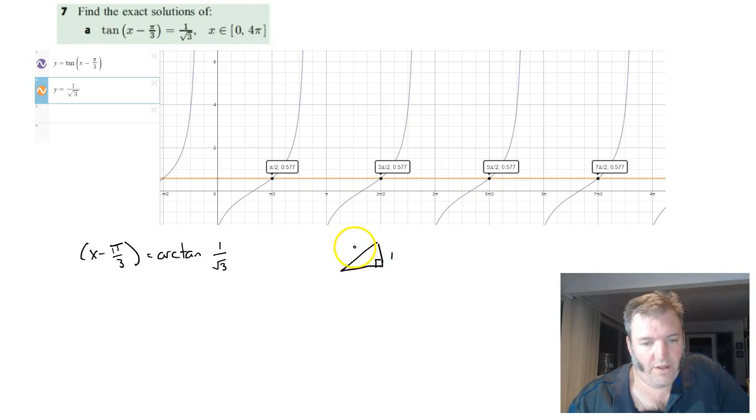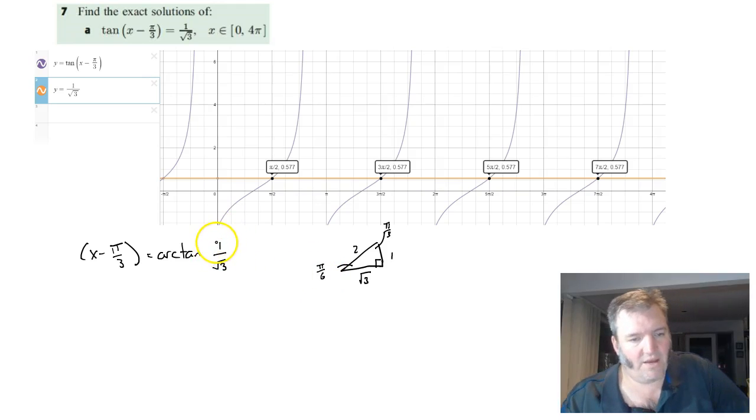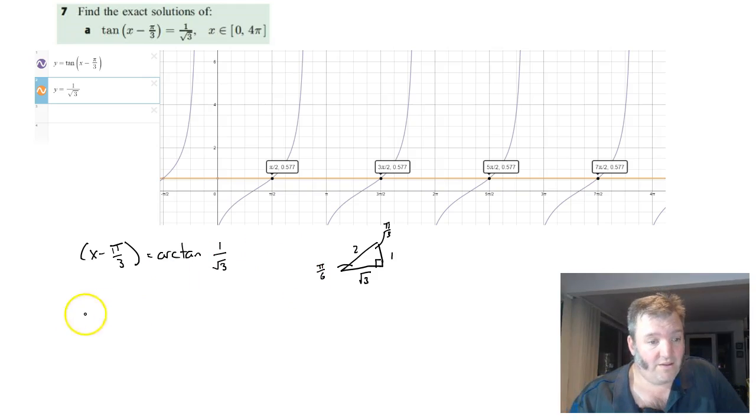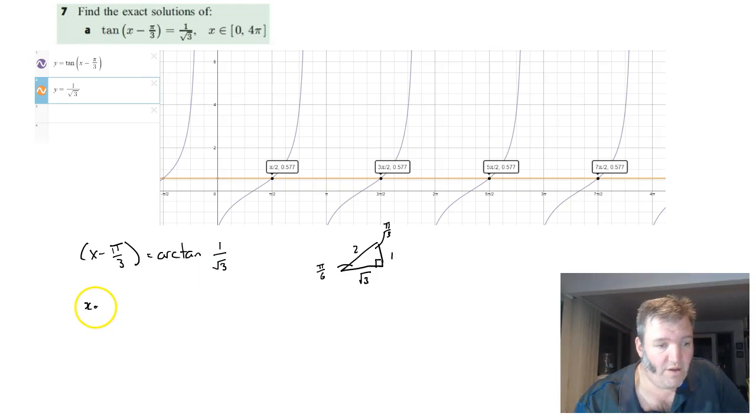There's my triangle there. 1, 2, root 3. This angle at the top's the big one, so that must be 1/3 of pi. This angle down here is a little one, that must be 1/6 of pi, so that'll be pi over 6. So which one is the angle that results from tan equaling 1 over root 3? Pi on 6 must be the one I'm after. So I've got x minus pi on 3 equals pi over 6.